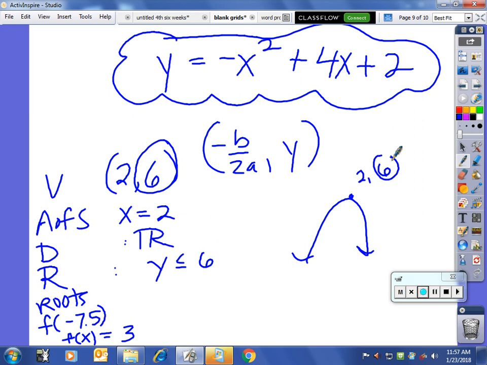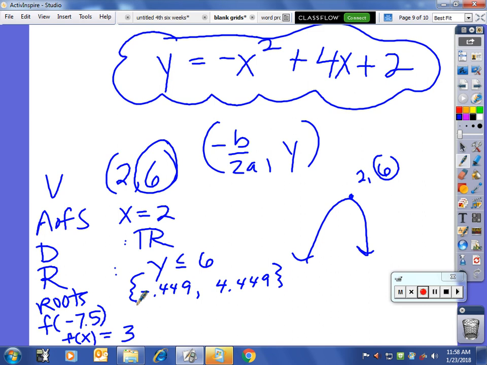Roots. Were they nice whole numbers? What were the roots? Yes, and I would write that in set notation. You don't want to write it like a point because they don't make a point together. They make two separate points.